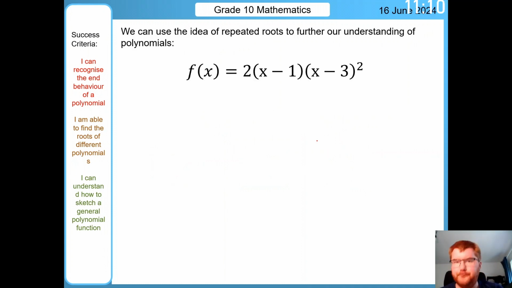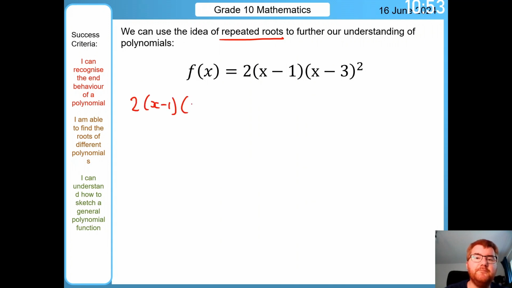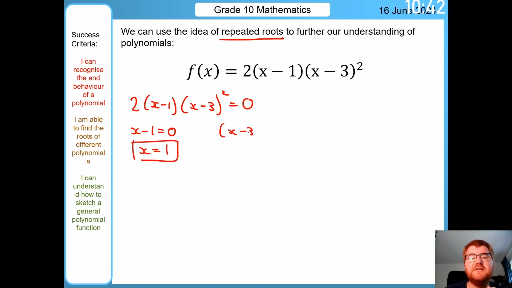Okay, now once you've got that idea, we can actually investigate this in more detail and use these ideas. So I'm going to try and bring everything together here. Now we've got this idea of a repeated root. What do I mean by that? Well, if we do the normal solving here, so 2 brackets, x minus 1, x minus 3 squared is equal to 0. Either x minus 1 is 0, so x is 1, so normal, or x minus 3 all squared is equal to 0.